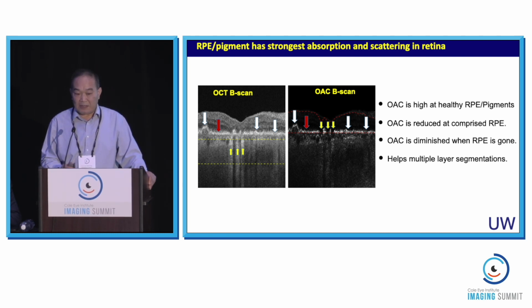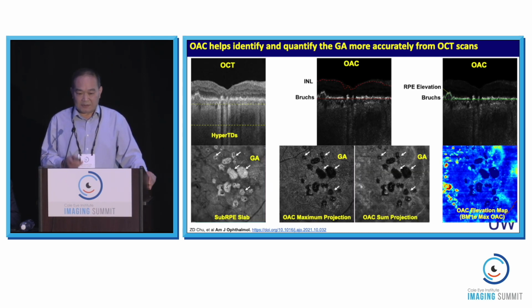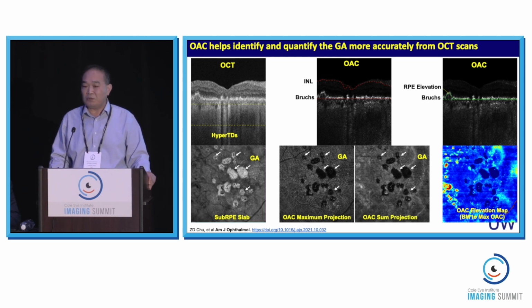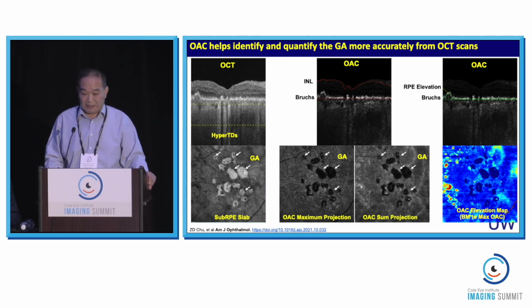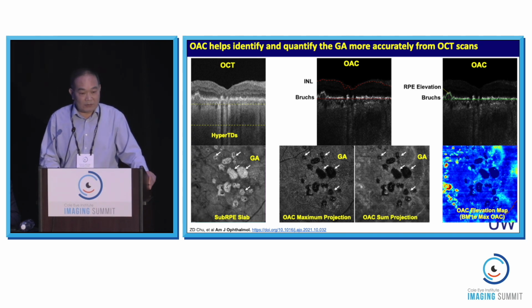And when the RPE complex is gone, the OAC value is gone as well, is diminished. So all these features really help you to do the multi-layer segmentations, particularly for the segmentation of the RPE in this case. And so this is the example of the 3D scans.